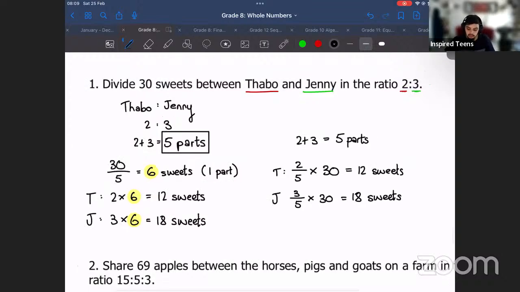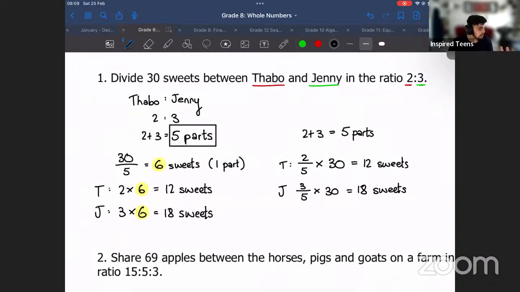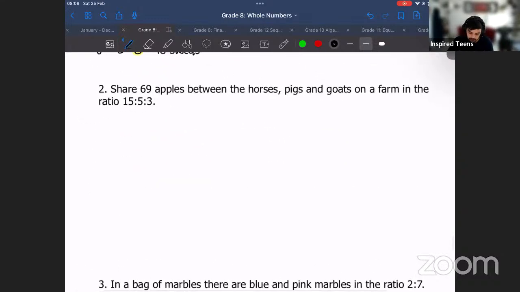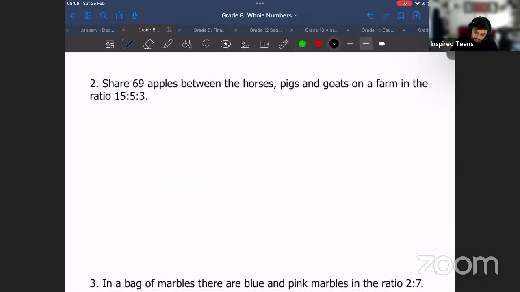Okay, cool. So that's basically splitting it into a ratio. Let's look at the next example and split this really quickly. 69 apples between 3 different animals on a farm in the ratio 15 to 5 to 3. Again, remember the keyword: they don't mention it, but sometimes they do, respectively. Even if they don't, you just assume horses because it's mentioned first, it's for the first, second, and third.